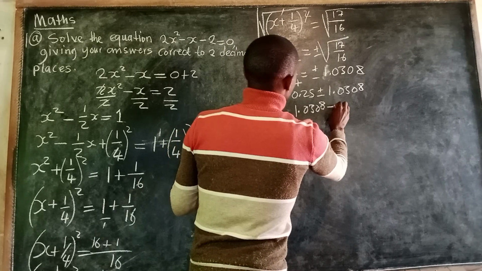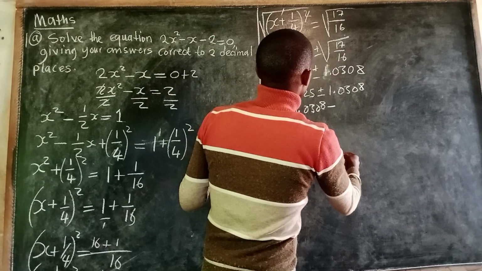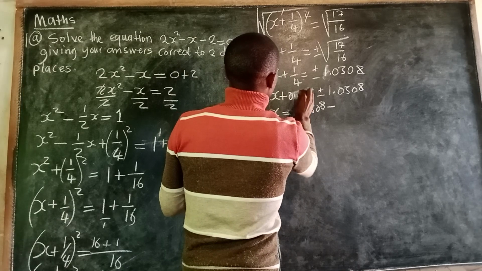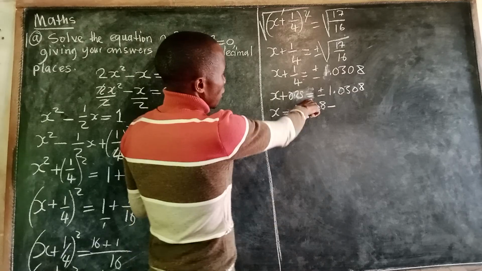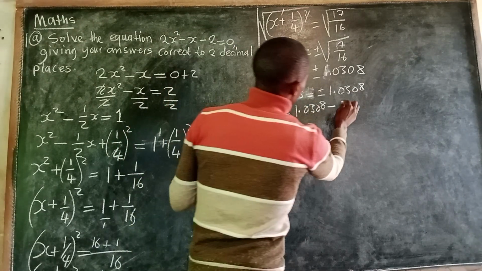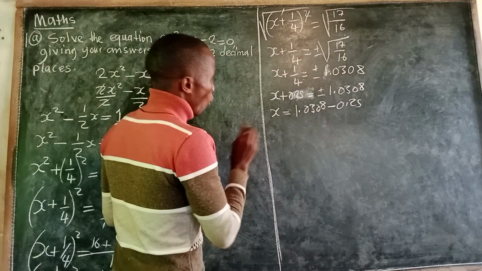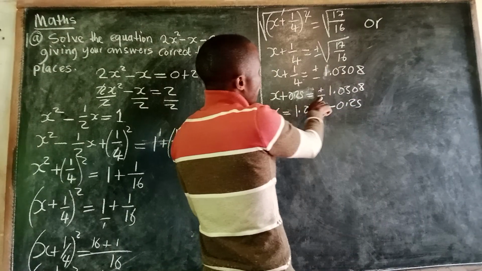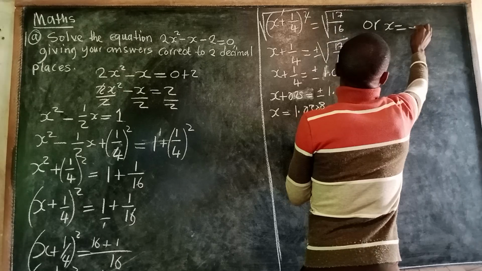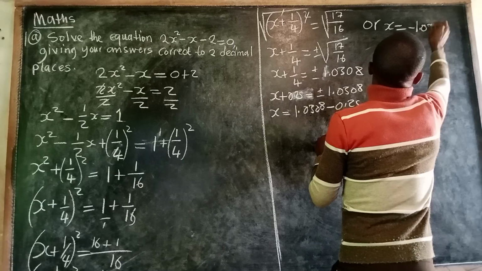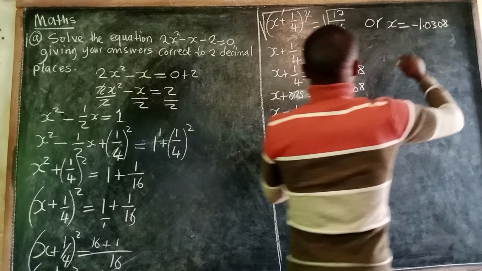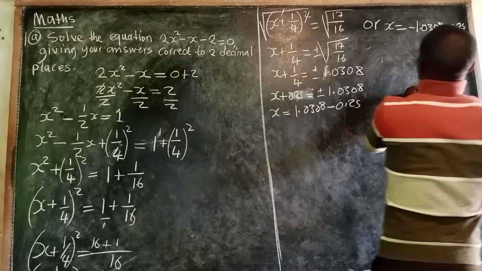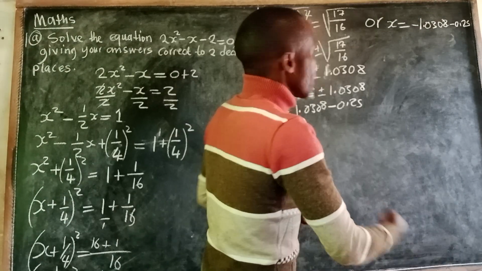Then x equals, we will start with the positive, x equals 1.0308, then minus 0.25. This is positive, so when it crosses an equal sign, it will be a minus. Since we have two answers, we can write or here, using now the negative, or x equals negative 1.0308, then minus 0.25, because when it crosses an equal sign it will be a minus.